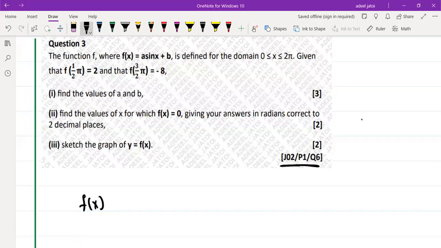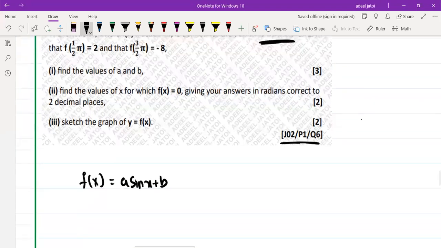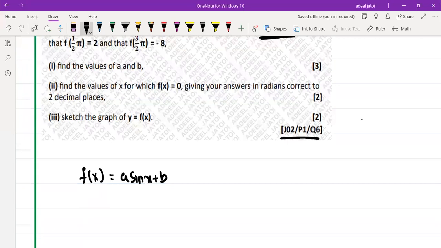June 2002, paper 1, question number 6. f(x) is equal to a sin x plus b, defined on the domain 0 to 2π. 0 to 2π means 360 degrees. Given that f(π/2) is equal to 2.